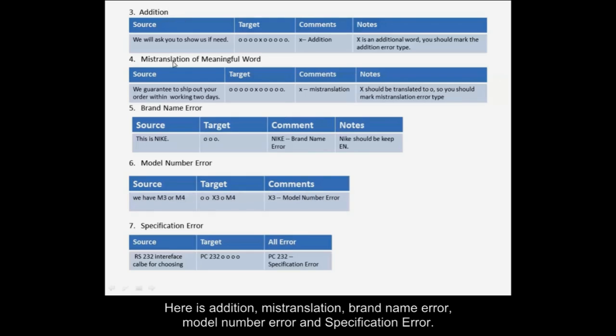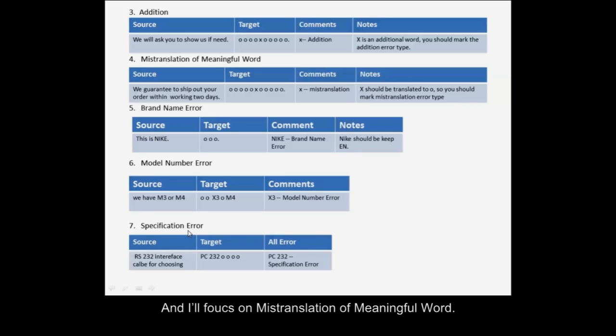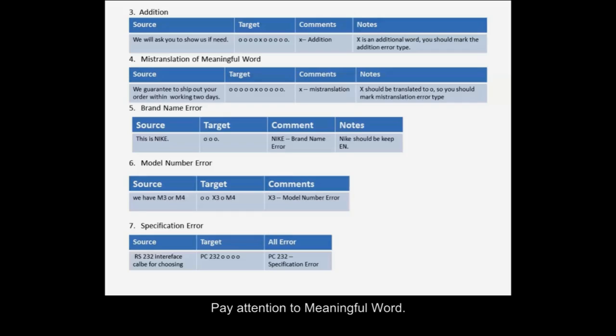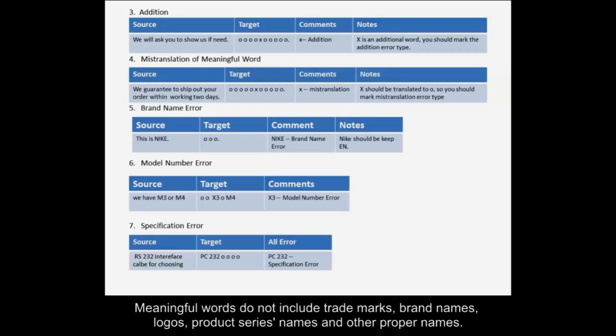Here is addition, mistranslation, brand name error, model name error, and specification error. And I will focus on mistranslation of meaningful word. It means the target content does not accurately represent the meaning of source meaningful words, or content that should have been left untranslated was translated into a target language. Pay attention to meaningful word. Meaningful words do not include trademarks, brand names, logos, product series names, and other proper names.